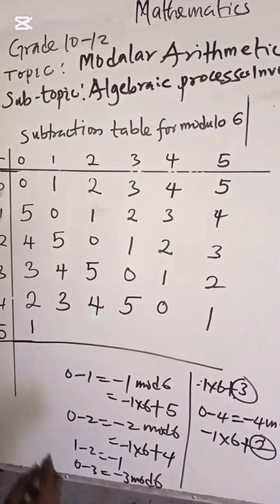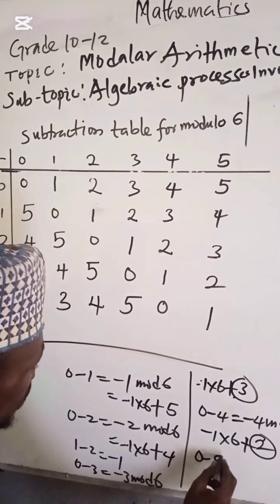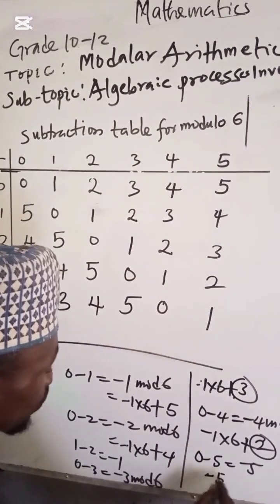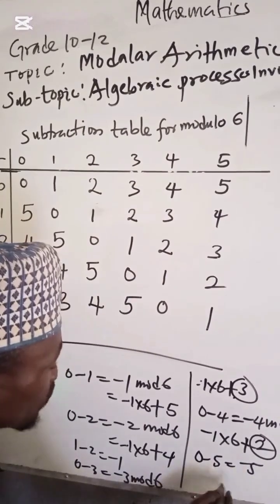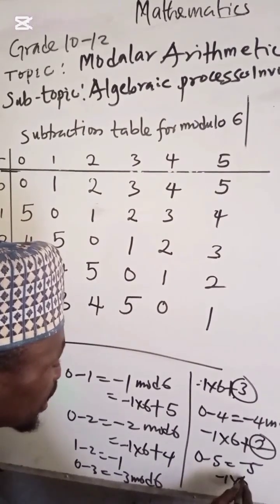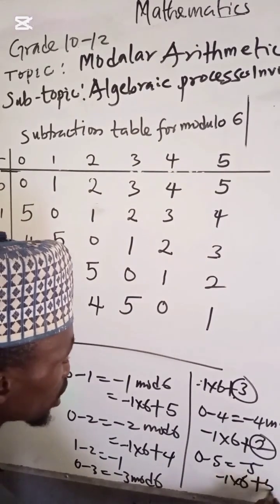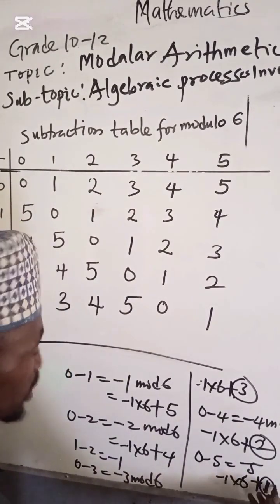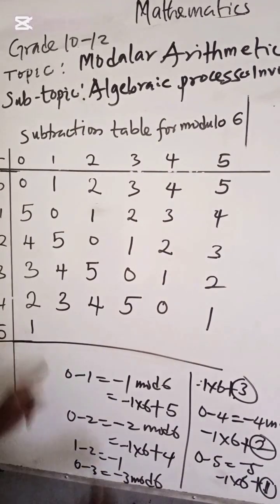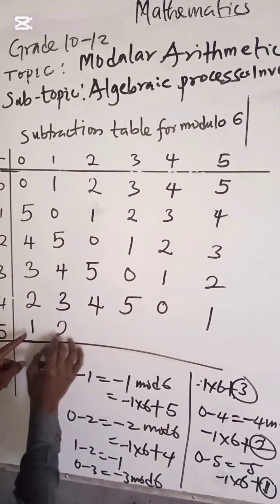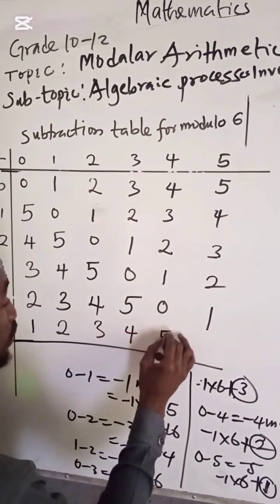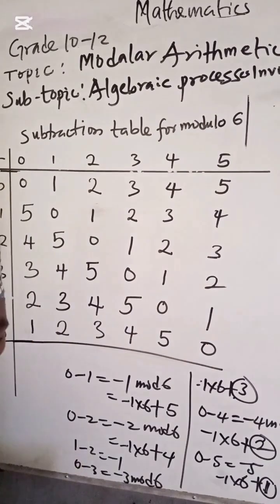Let's check. 0 minus 5. That is minus 5. For us to get minus 5, say minus 1 times 6 plus 1. Plus 1 gives us minus 5. 1 is the remainder. What do you have here? 1. So, by that arrangement, it means that this one got 2. This one was 3, this one is 4, this one is 5, then this one is 0.